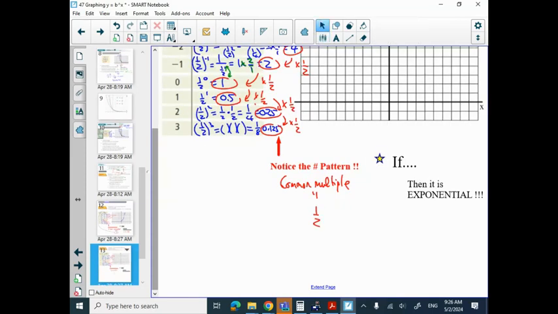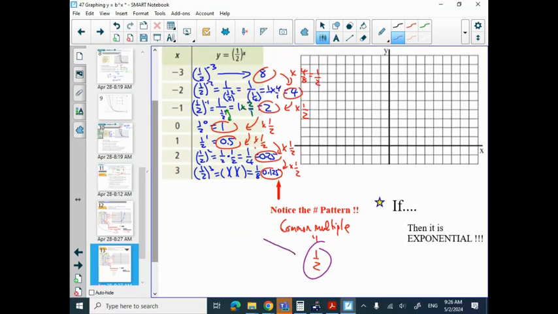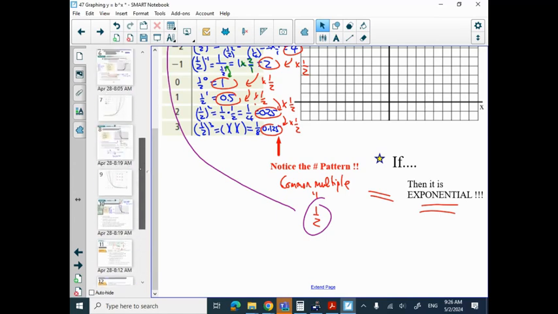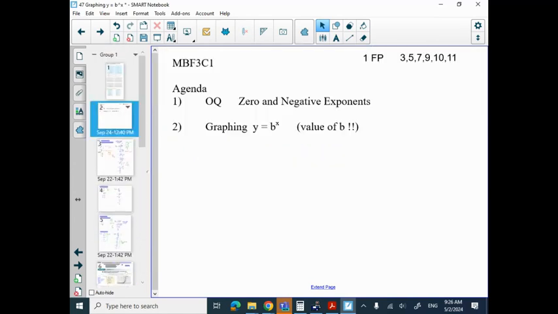Which again, we can make that connection back and say, of course we have a common multiple of a half, because the number that we're multiplying by x times all the time is a half. So again, common multiple, it's exponential. Okay, so that is it for that.